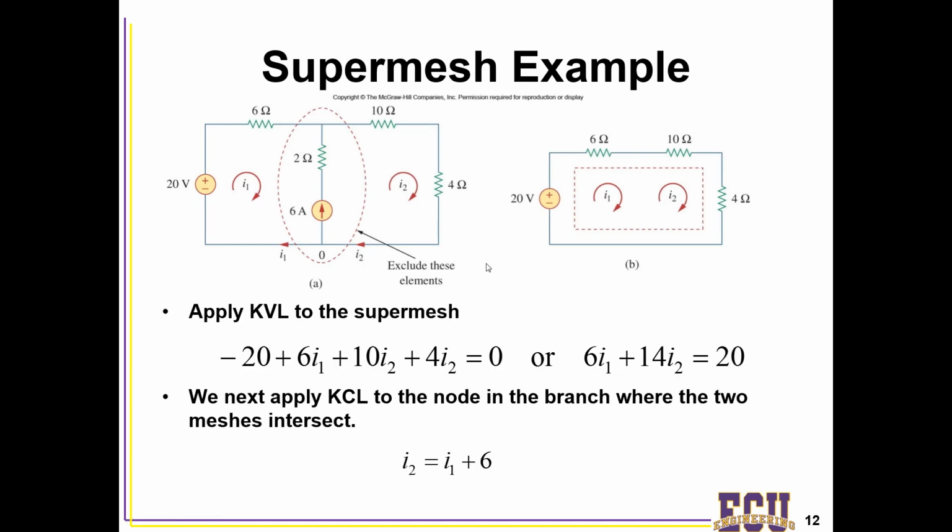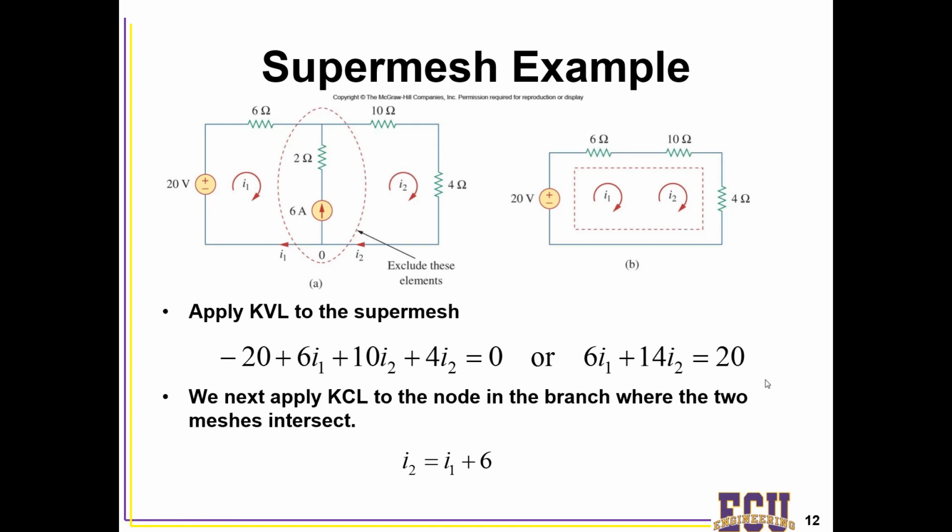And so if we go through and apply Kirchhoff's voltage law around the super mesh, if we start here at the bottom left corner, we get negative 20 volts plus 6 ohms times I1 plus 10 ohms times I2 plus 4 ohms times I2. That equals 0 because now we're back where we started at the bottom. Then if we condense our I1 terms and our I2 terms together, we get 6I1 plus 14I2, and then we can move the negative 20 over to the right hand side. So we just get 6I1 plus 14I2 equals 20.